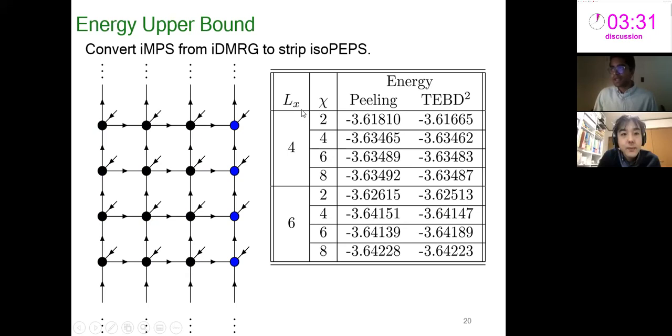So what we're looking at is Lx equals 4 and Lx equals 6 strips with bond dimension 2, 4, 6, and 8, and the results of this energy from peeling and then doing this TEBD procedure. And we see in all but one of the cases, this peeling procedure of taking an iMPS to an isoPEPS actually gets better energy for these smaller strips. This to us indicates that this TEBD algorithm is not saturating the full power of this isoPEPS procedure, but instead we need different optimization algorithms.